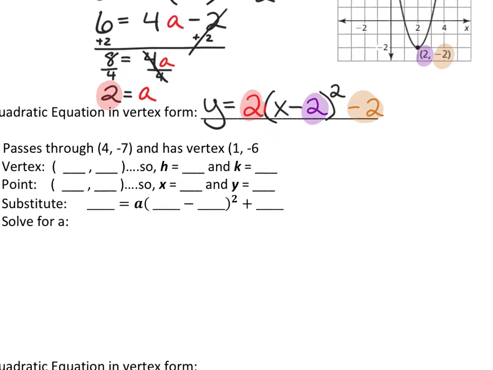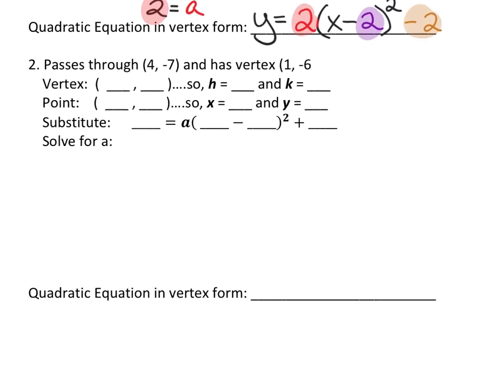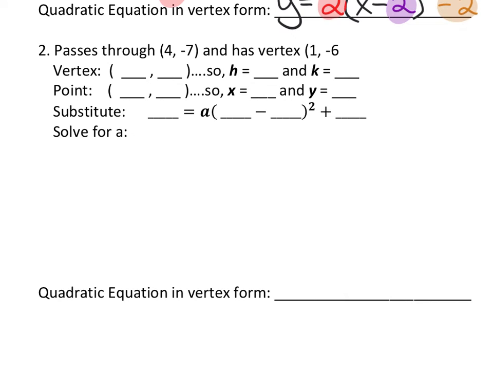Let's try another one here. All right. We're going to write an equation of a line that passes through a coordinate point 4, -7, and the vertex 1, -6, and then in classic form, there's a typo. Can y'all close that parentheses for me? LOL.